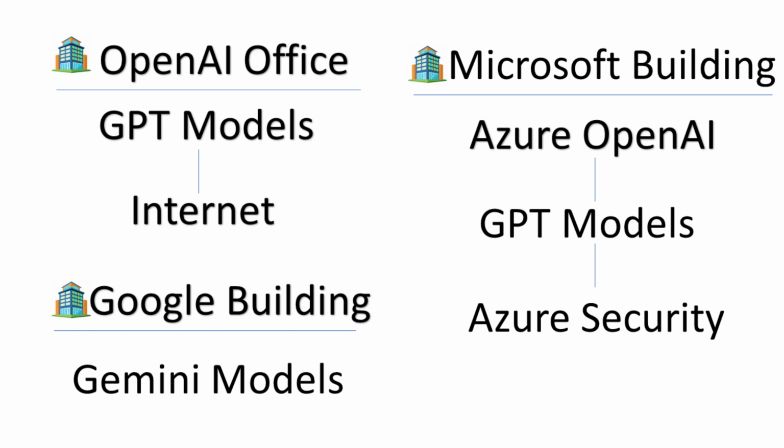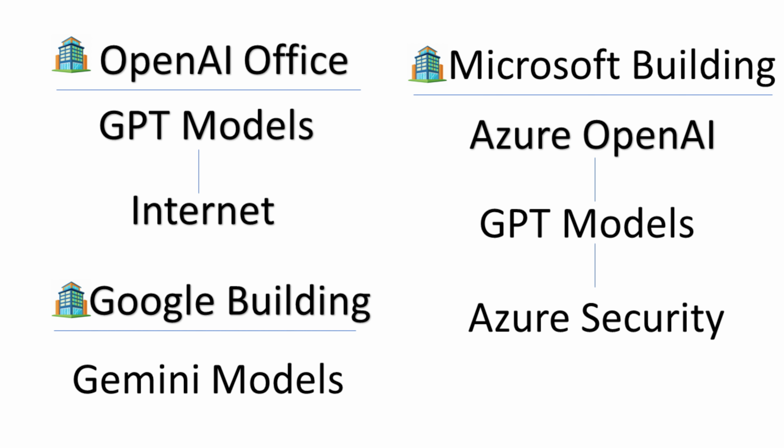Now let's look at Microsoft's building. Something interesting happens here. Microsoft doesn't build GPT. Instead, Microsoft hosts OpenAI's GPT models inside Azure. Think of Microsoft saying, "We'll provide the building, the security, the networking, the identity, and all the enterprise features. And inside our building, we'll run OpenAI's models."